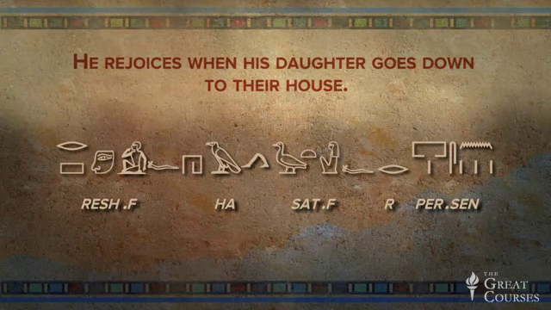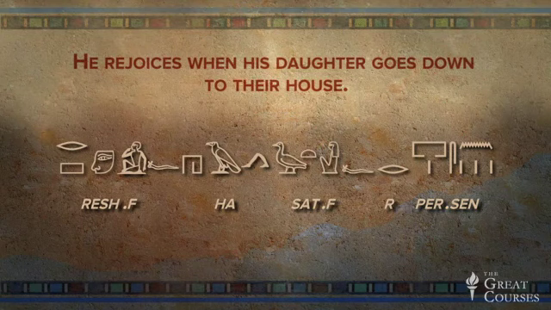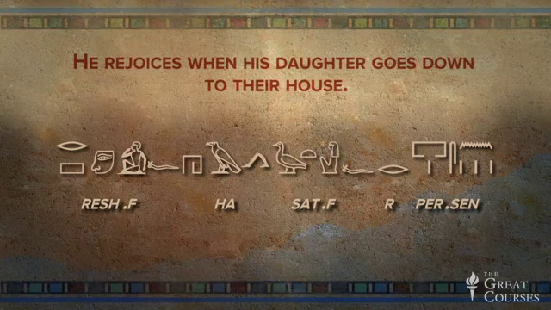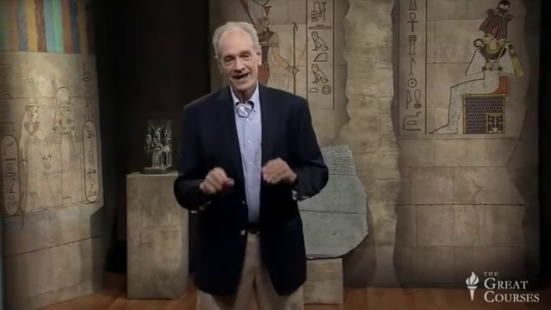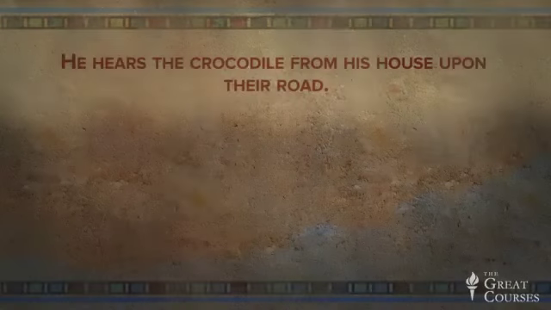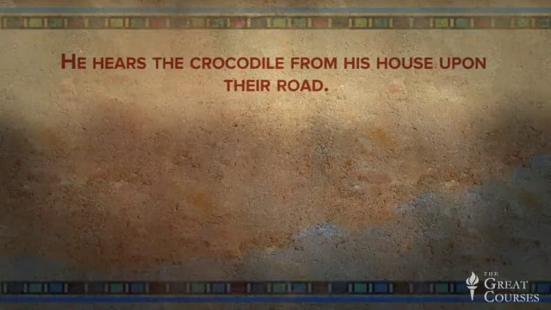Resh, F, ha, sat, F, R, per, sen. That's how you write it and say it. He rejoices when his daughter goes down to their house. Excellent. Let's do one more, just to make sure that we have our pronouns down pat. He hears the crocodile from his house upon their road.